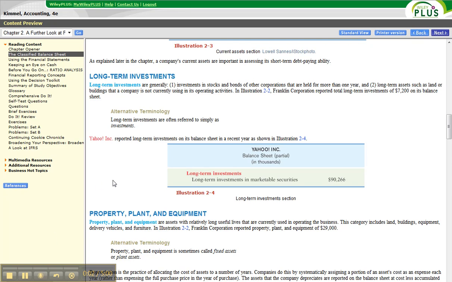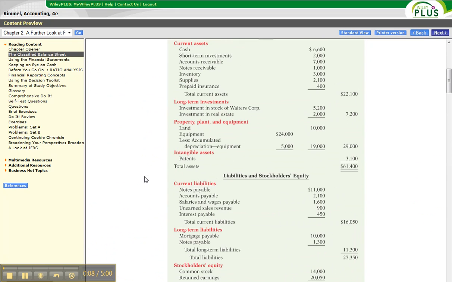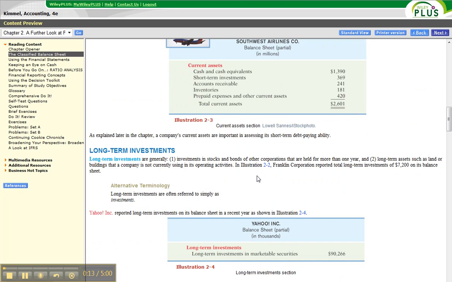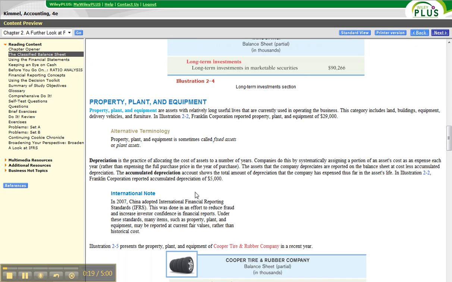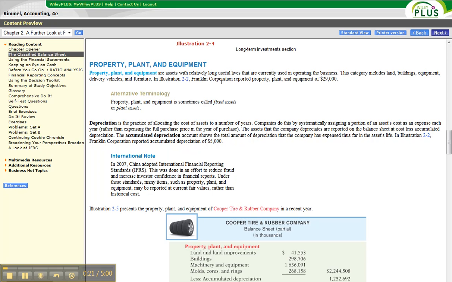Continuing on with study objective 1 in chapter 2, there's a description down here after we've gone through the preliminary analysis of what's in a balance sheet. Long-term investments are discussed a bit further here: investments in stocks or bonds held for more than a year. Property, plant, and equipment are business use, long-lived assets.